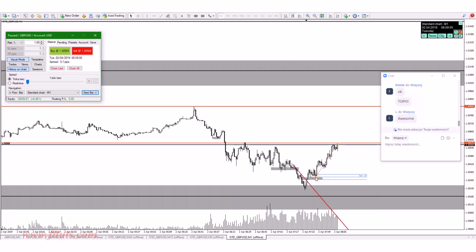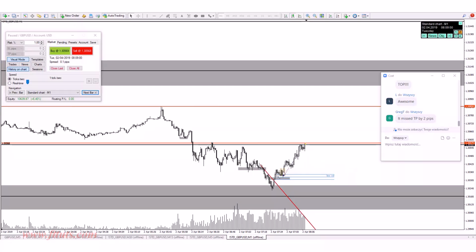Yeah, I'm not happy with this trade. It's nice that we got profits, but honestly, I will not take this live. I'm really very, very confused about this. What happened with this rejection? Wow, it missed TP by 2 pips. You just wrote, Greg. I was also afraid here when price started to make a range and just turned back a little.